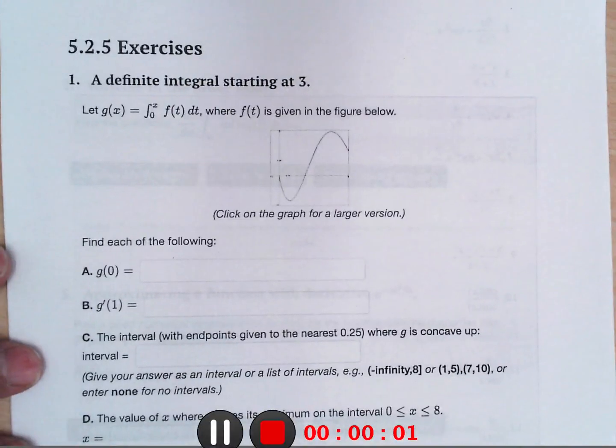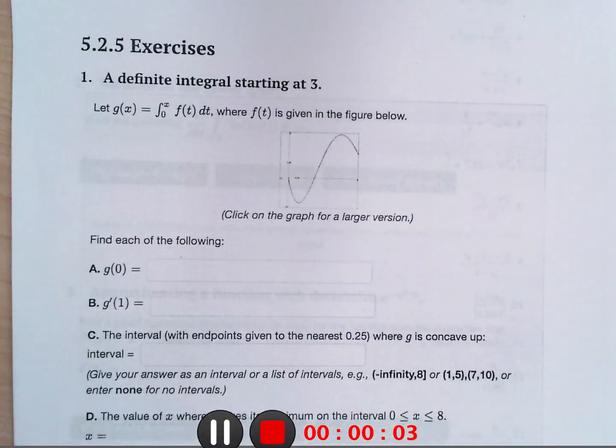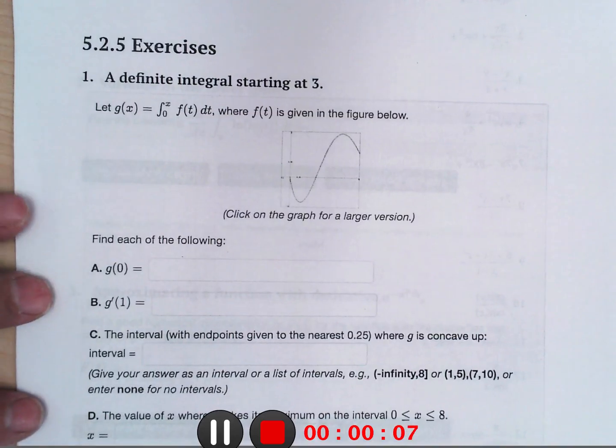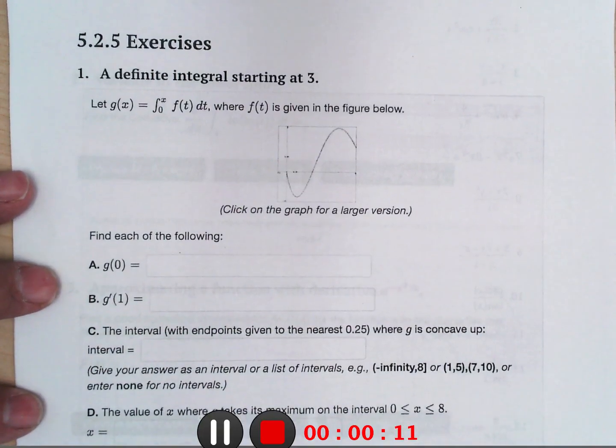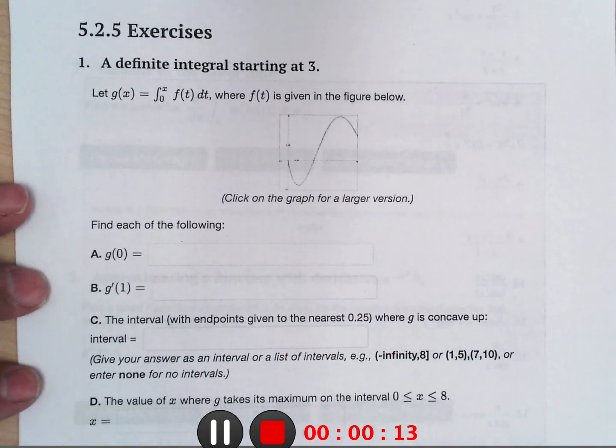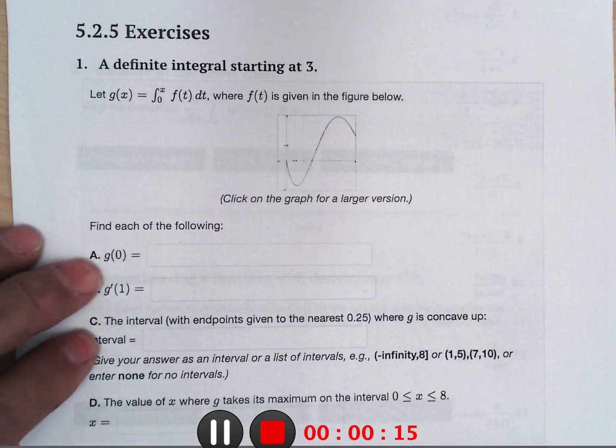Exercises 5.2.5. So this is section 5.2. And we went over these in class, some of them for questions, but I'm going to go through them all so that you have answers to them all. Okay. So it says, what is g of 0?